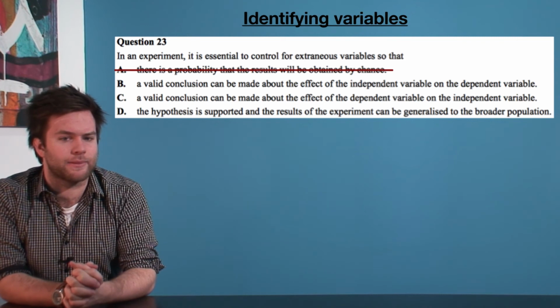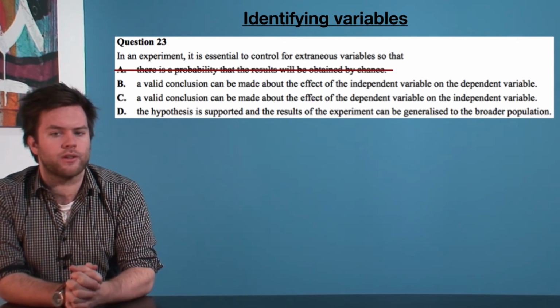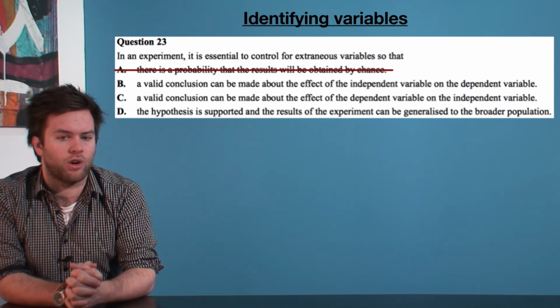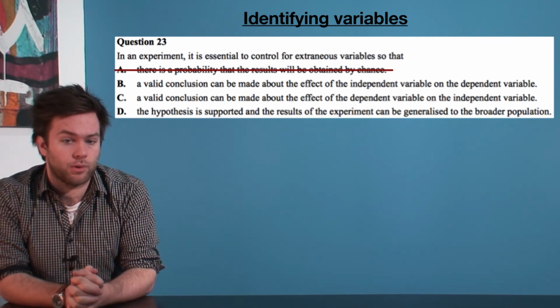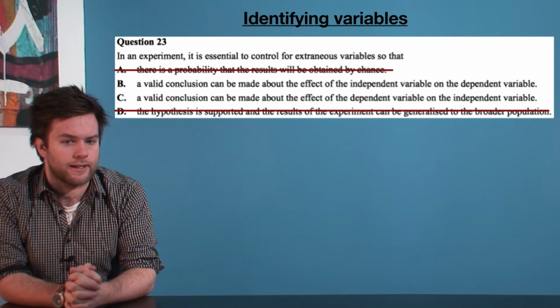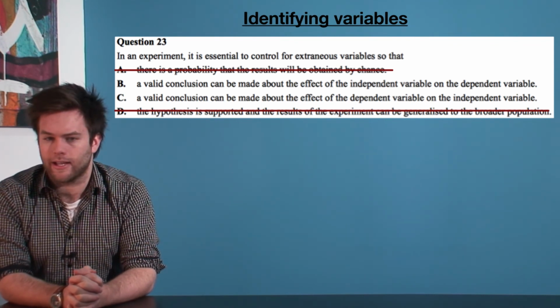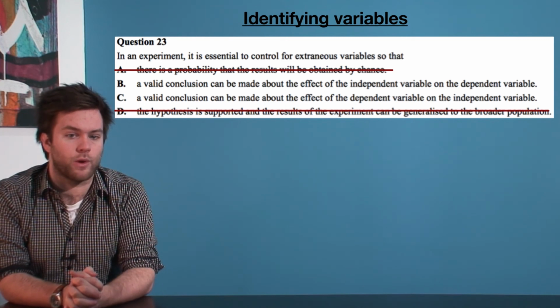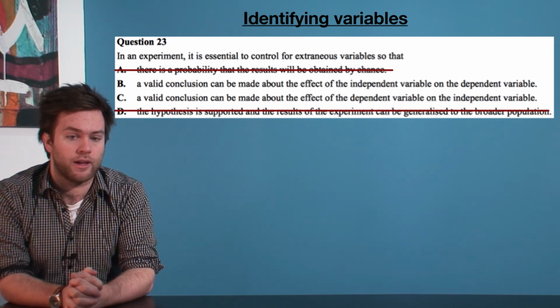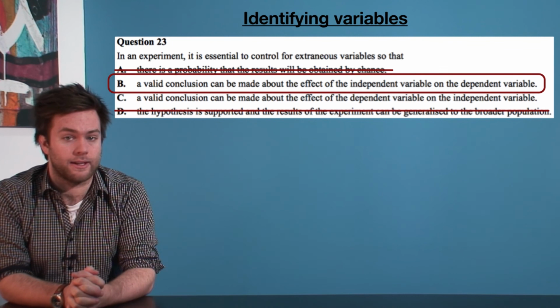Option A here seems counterintuitive. We would want to make it so that luck did not play a role in the results. And in research, the hypothesis doesn't need to be supported, so we can rule out option D. That leaves B or C. Hopefully from this video you will remember that the independent variable is the one that impacts the dependent variable, so the answer to this question will be B.